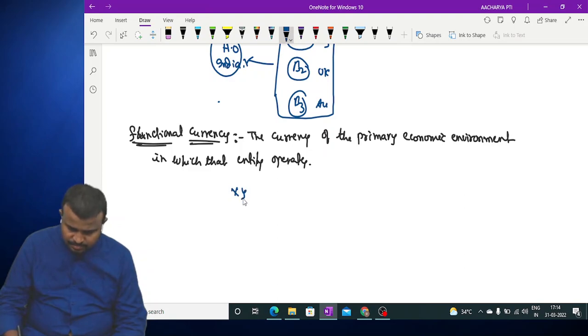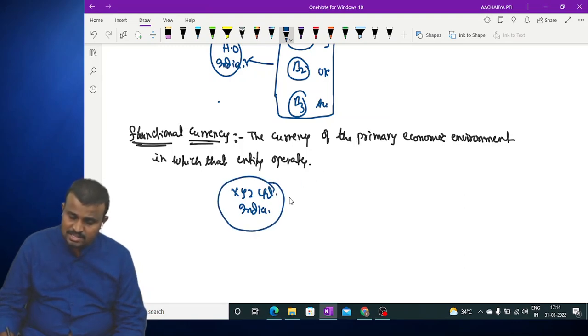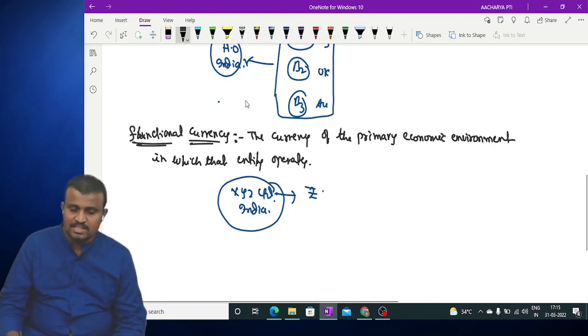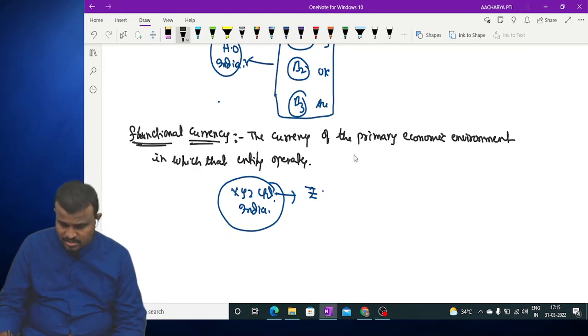For example, XYZ Limited is located in India. It has customers throughout India, and it exports goods outside India, etc. So here XYZ Limited has its main operations in India, so its functional currency is the Indian rupee, INR. But while determining the functional currency, we have to consider some factors.